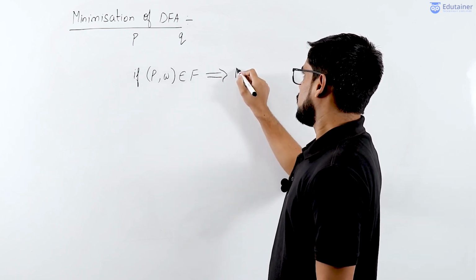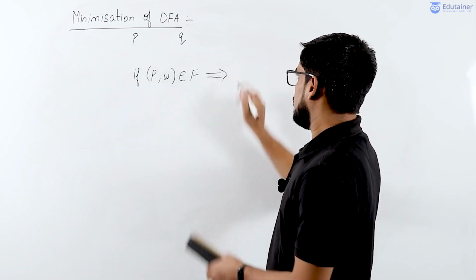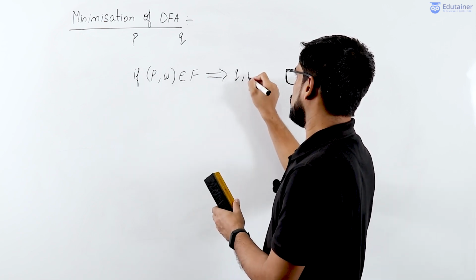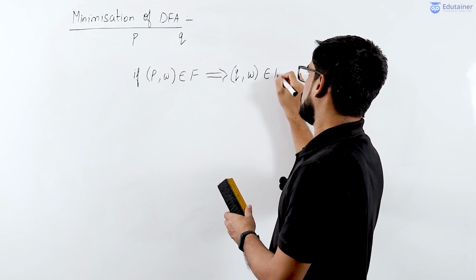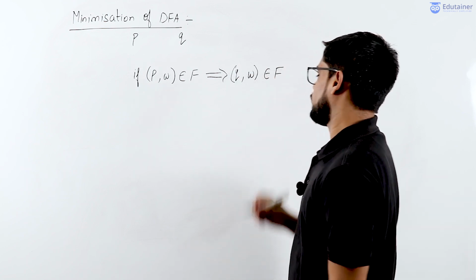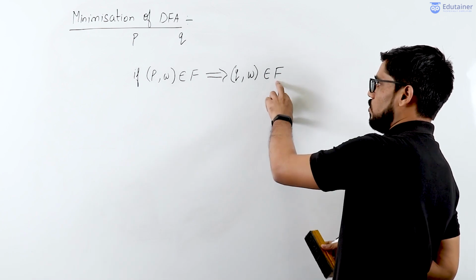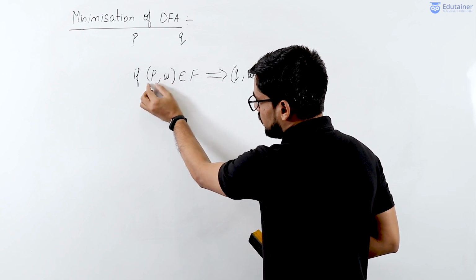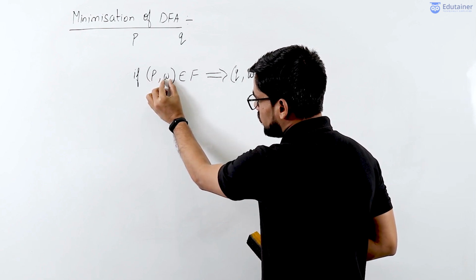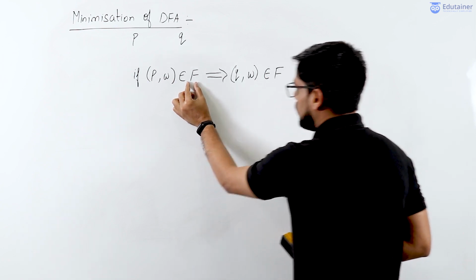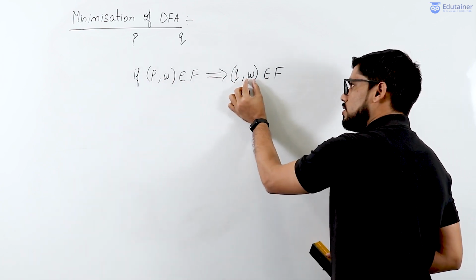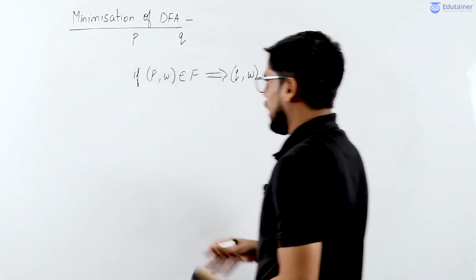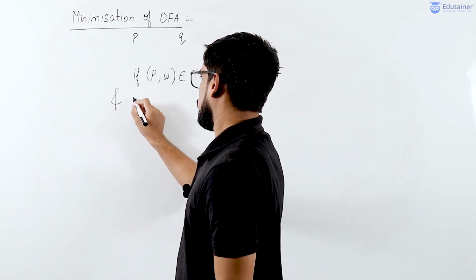it implies that by seeing the input string W on state Q, it will also end in a final state. What I mean to say is, if you are at state P and see some input string W, you go to the final state. It implies that if you see the same input string on state Q, you will also go to the final state. And one more definition is also adopted.